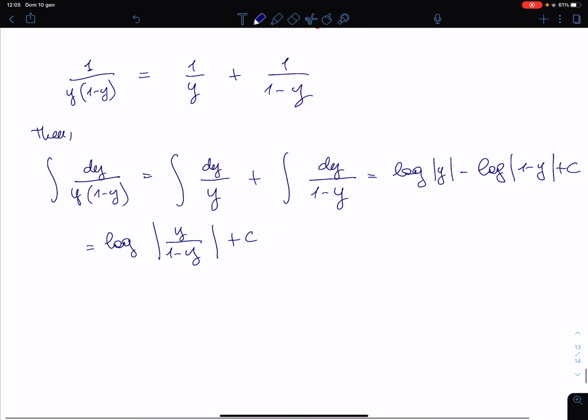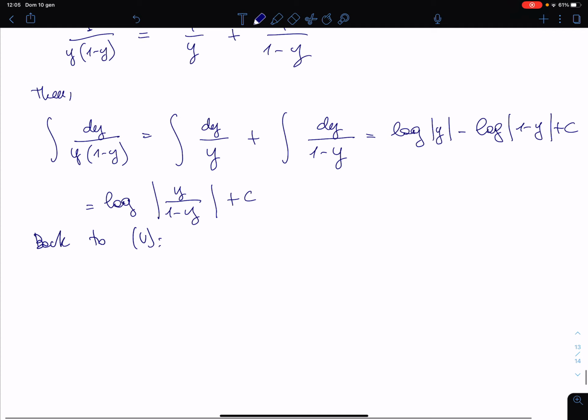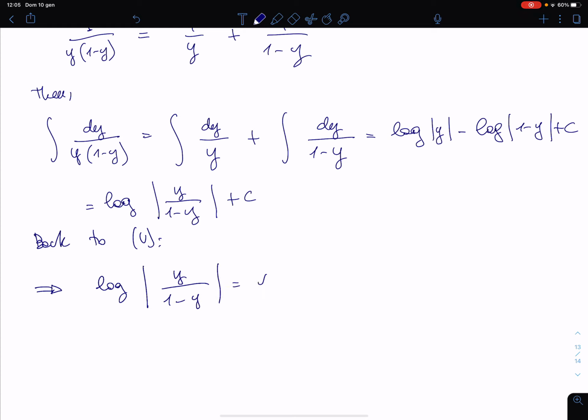Then, going back to the equation, we have that the left-hand side, which is the logarithm of the absolute value of y divided by 1 minus y, equals alpha t plus c.